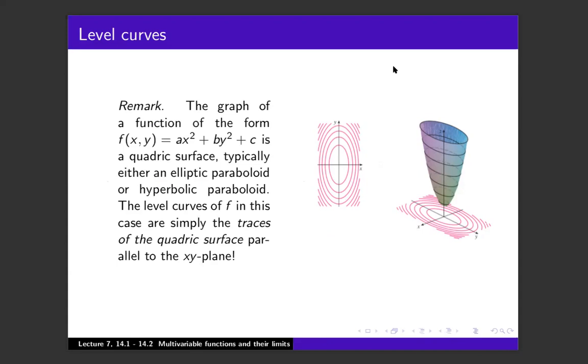If the rate of change of this thing is increasing, then you're going to have to go a shorter distance to get higher up, just like in topographic maps for mountaineers. By the way, in this case, we have a graph of a function of the form ax squared plus by squared plus c. That's a quadric surface. And if we want to think about the level curves of that thing, we recognize what those are from chapter 12. Those level curves are no more, no less than the traces of the quadric surface that we looked at in chapter 12.